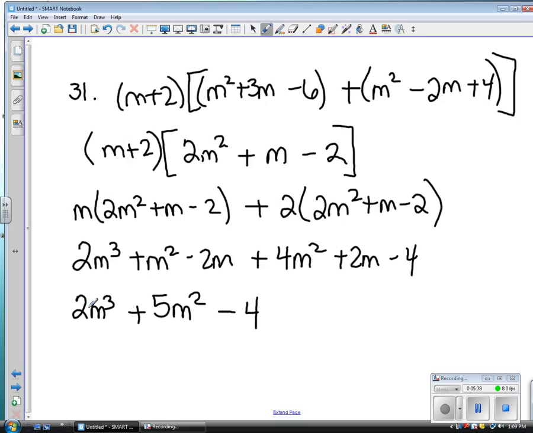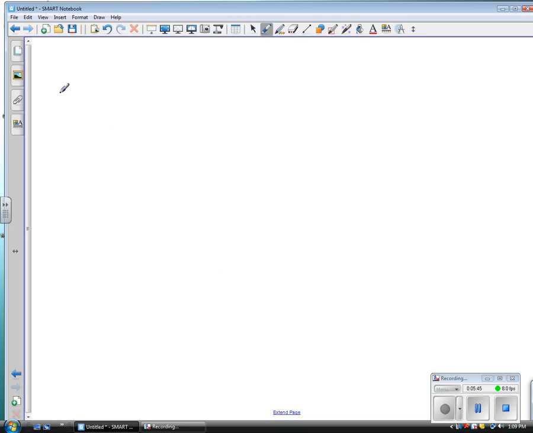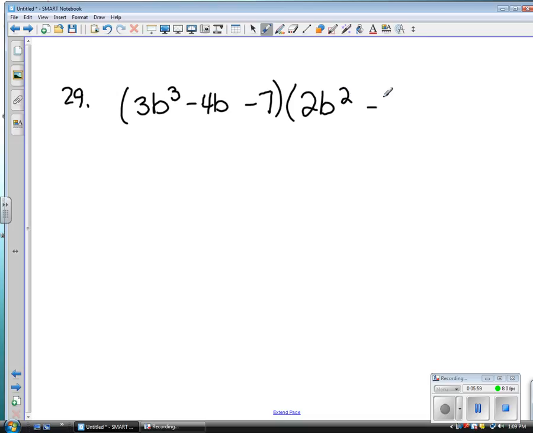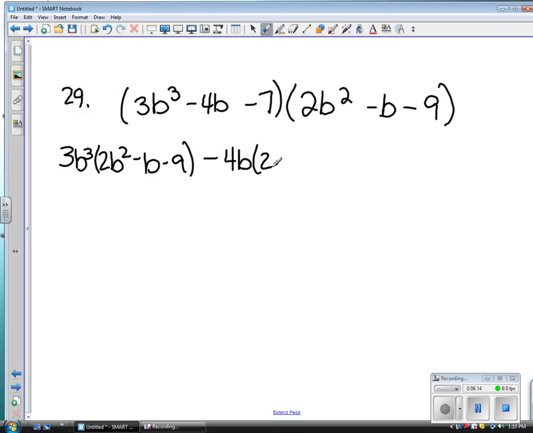Did somebody else want another number a minute ago from over here? 29? Okay. Alright, 29 was 3b cubed minus 4b minus 7 and 2b squared minus b minus 9. Expanded form, I want to go 3b cubed times all this. Then I'm going to have minus 4b times all that. Then I'm going to have minus 7 times all this.